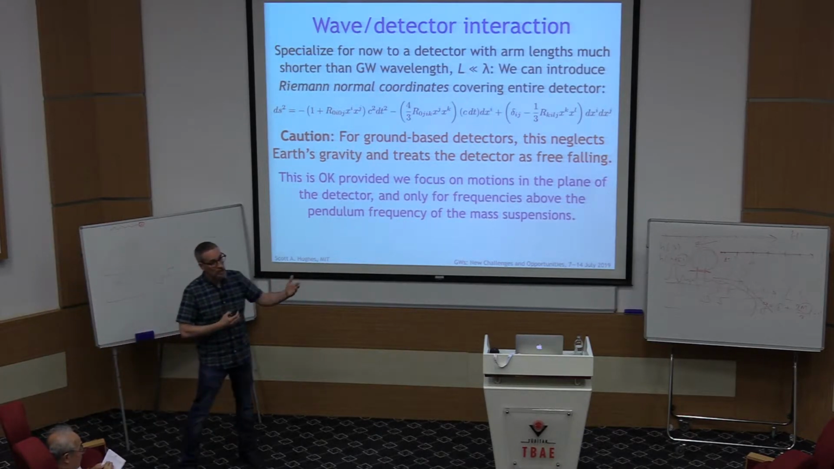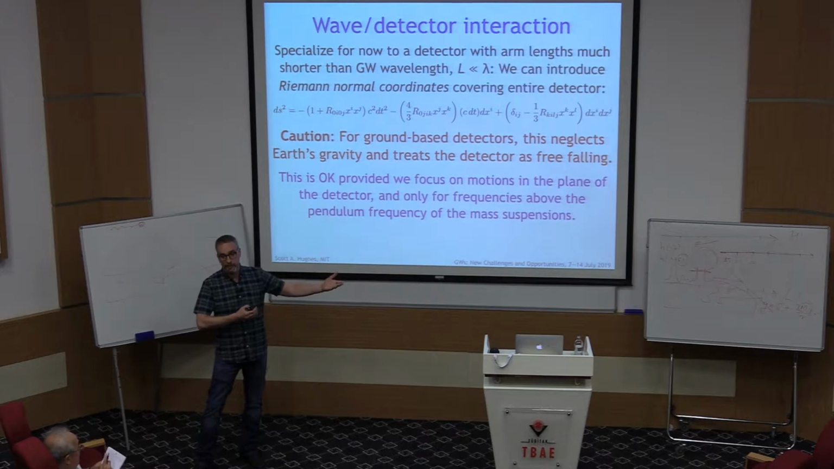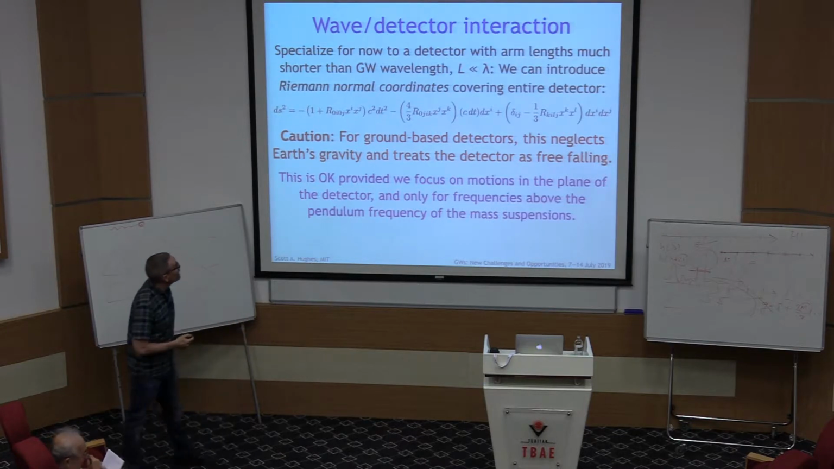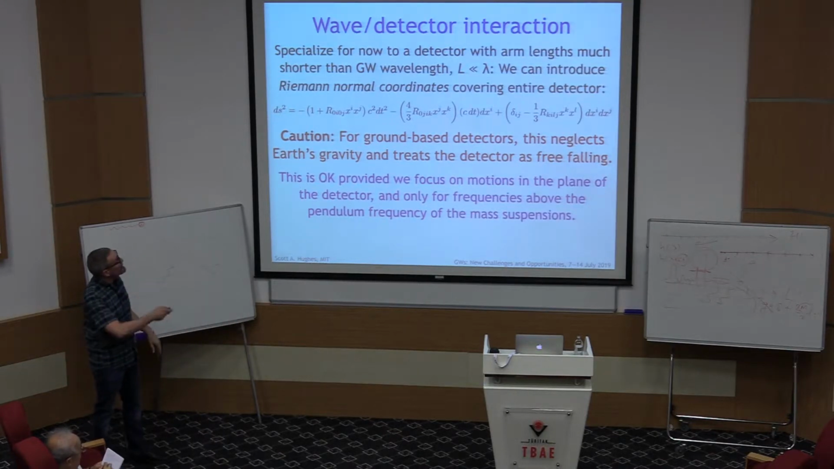At a kilohertz, the wavelength is 300 kilometers. These arms are 3 kilometers, 4 kilometers. Great. So I have a separation of these length scales. What we can do then is introduce what are called Riemann normal coordinates that cover the entire gravitational wave detector.